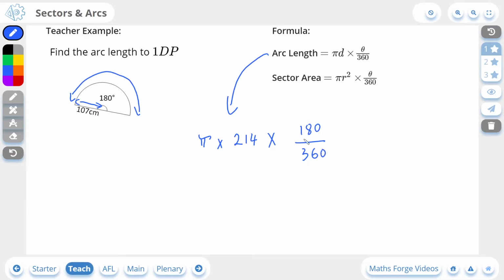And actually, 180 divided by 360 gives you 0.5. It gives you a half, which means we are dealing with a semicircle, half of a circle. So putting this into our calculators, we get the following: 336.2 centimeters. And if we check our answer, there it is.